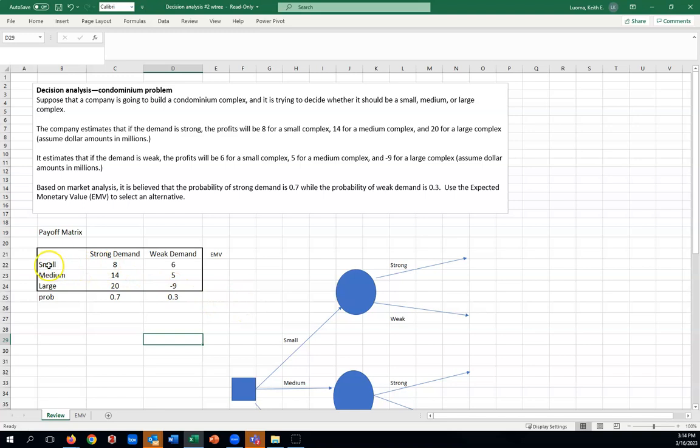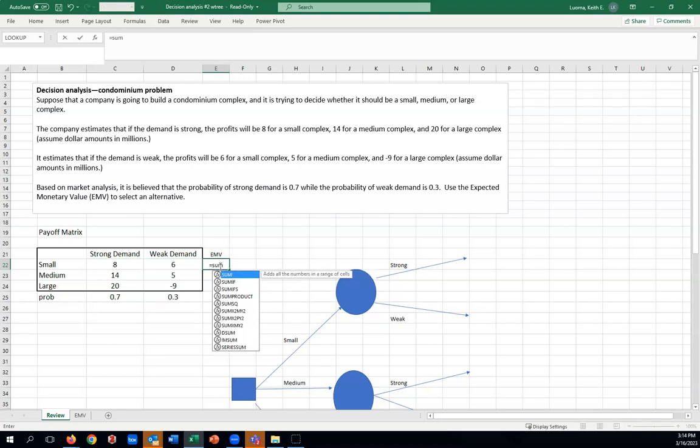If we had chosen to build a small complex, we'll have a different payoff depending on what the demand is. We could get 8 or we could get 6. What we do is we take that 8 and that 6 and we weight them according to our probabilities. Now that would be done by doing 8 times the 0.7 plus 6 times the 0.3. Well, the SUMPRODUCT formula in Excel will do that calculation very simply for us.